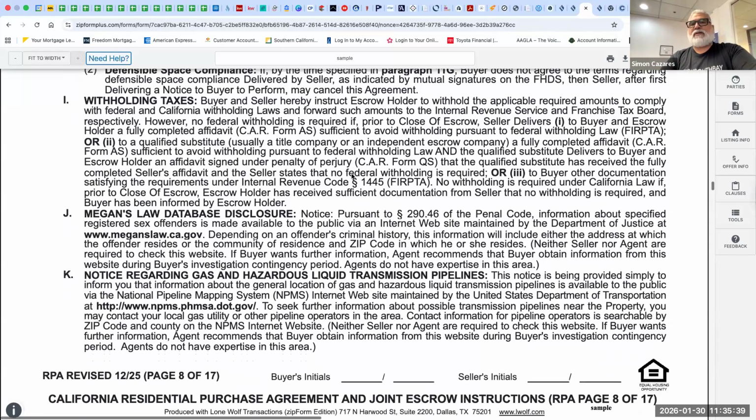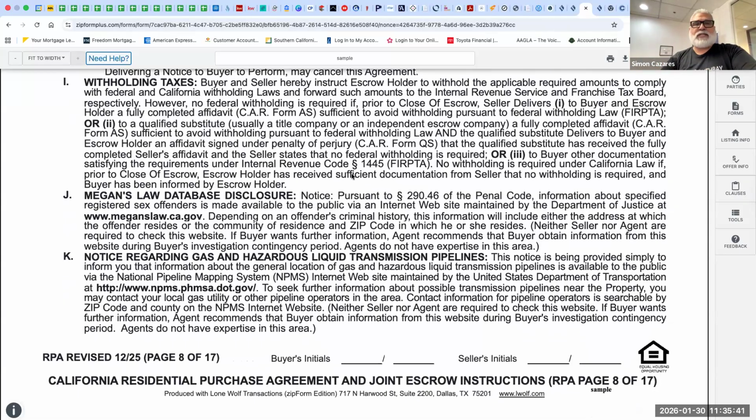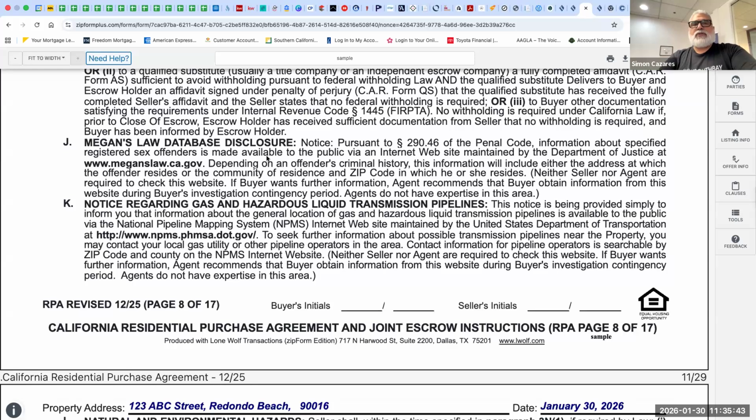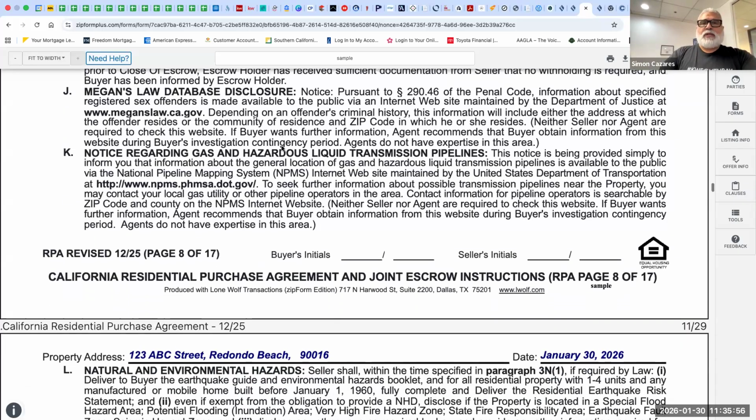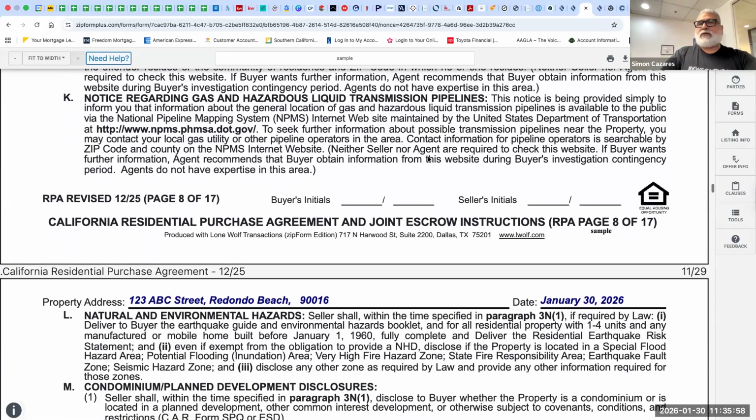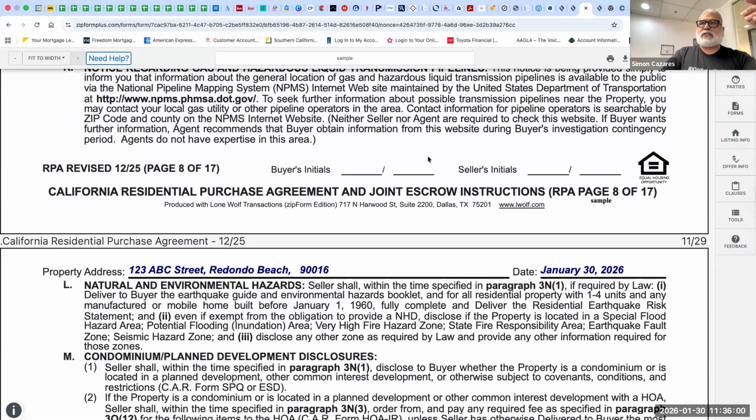Taxes withheld as part of it, there's buyer taxes, seller taxes, Megan's Law. The Megan's Law database for sex offenders, they provide you with the website. So if your clients are curious to know if there are any sex offenders anywhere in the neighborhood, this is the website that they can go to. Hazards and liquids, because we live in Southern California, there's a lot of pipes, a lot of gases.